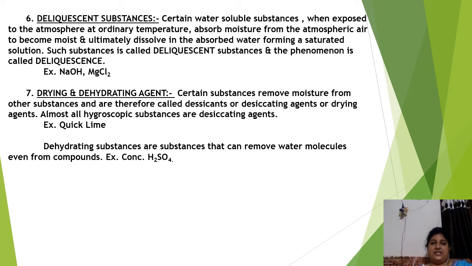Deliquescent substances are substances which absorb moisture from air. These are water soluble substances which absorb moisture from air. If you expose them to air even for 2 minutes, they will absorb moisture and get wet. These substances are known as deliquescent substances, such as iron chloride and MgCl2, which we just studied. They readily capture water molecules and get humid.